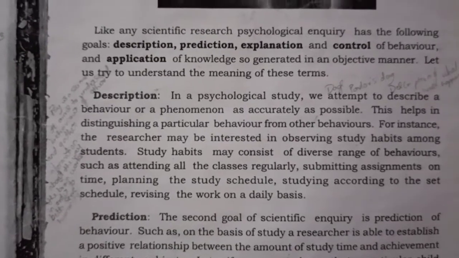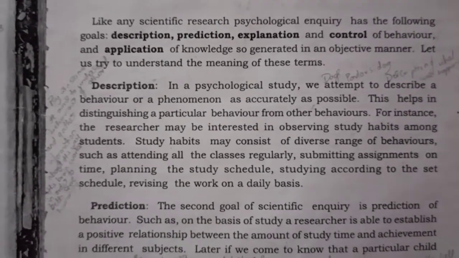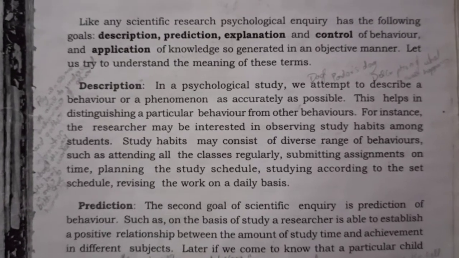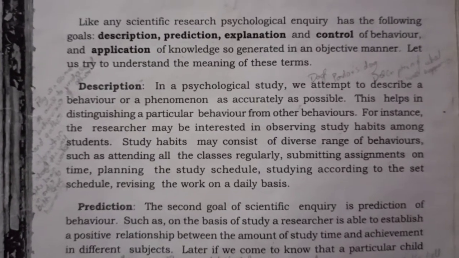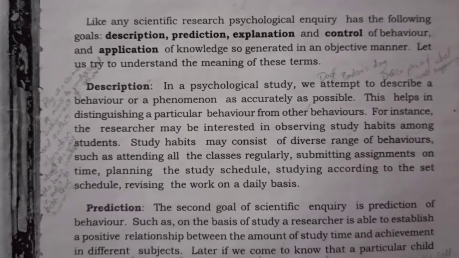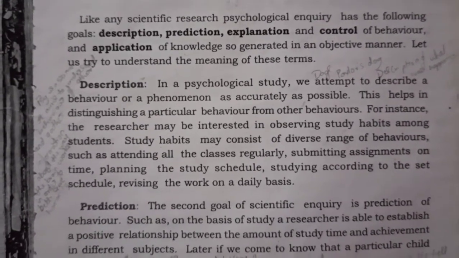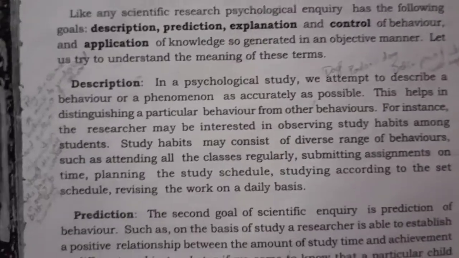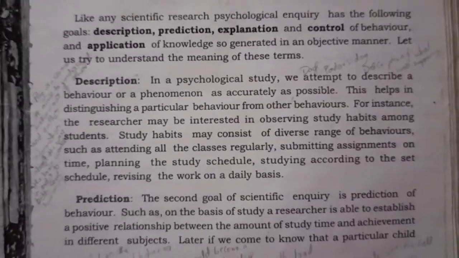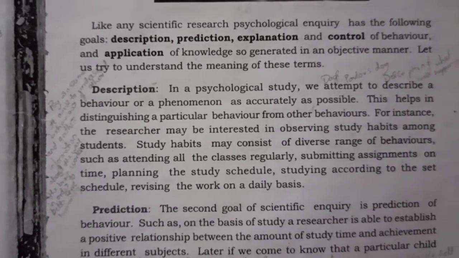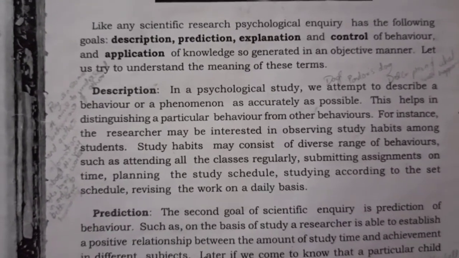Like any scientific research, psychological inquiry has the following goals: description, prediction, explanation, and control of behavior, and application of knowledge so generated in an objective manner. Let us try to understand the meaning of these terms. So there are 4 goals: description, prediction, explanation, and control, that is 1, and application, that is the 4th one. So description. What is description?